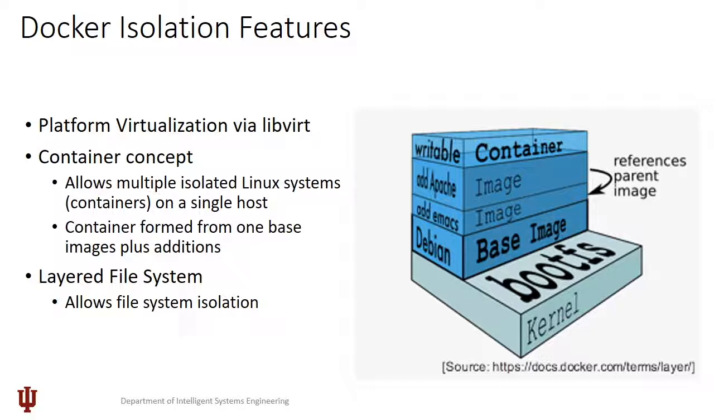So we have on the bottom the operating system. Then we have a container with a small add-on that allows us to run certain things. Then we want to maybe add on Emacs or add on Apache to our operating system. And then on top we have the writable container, and we can reference other images that we actually are going to be deploying. So let's discuss this in more detail so that we understand what this actually means.